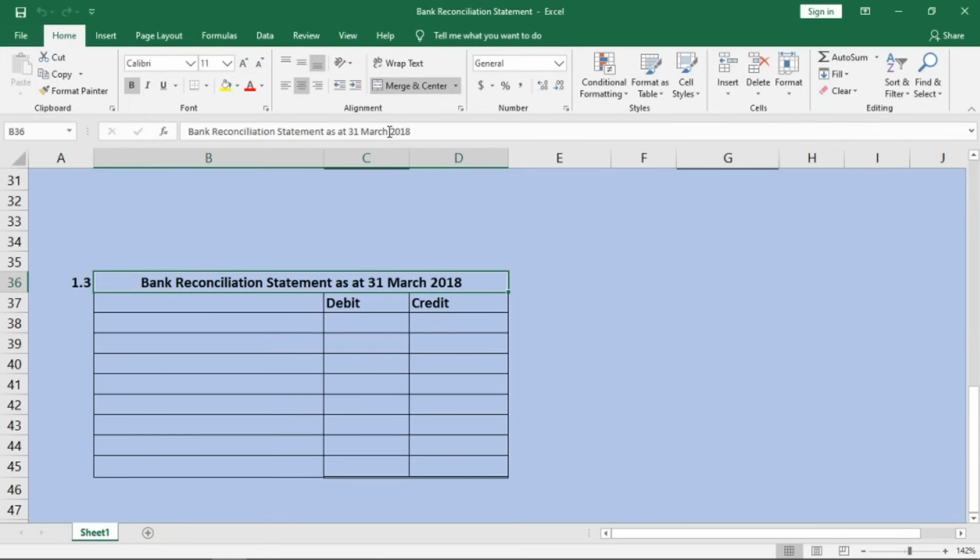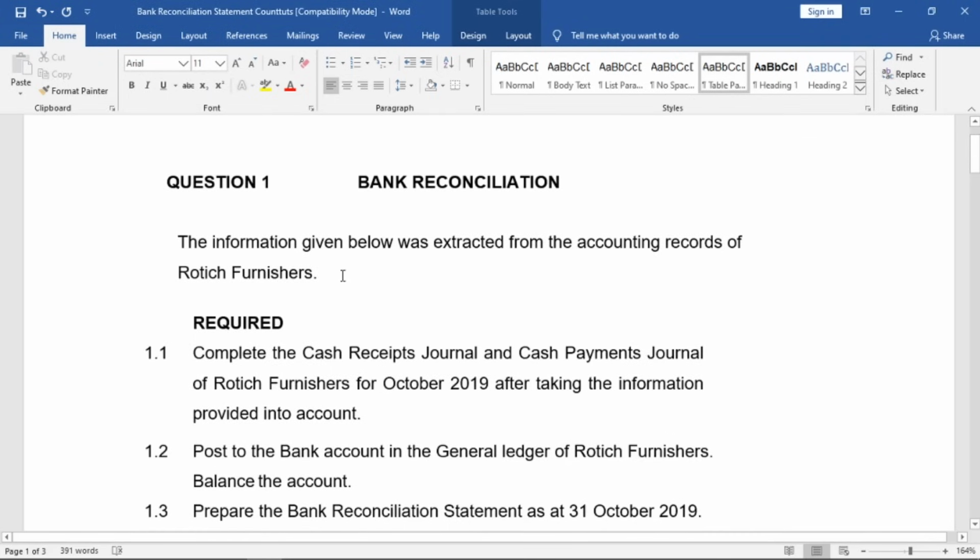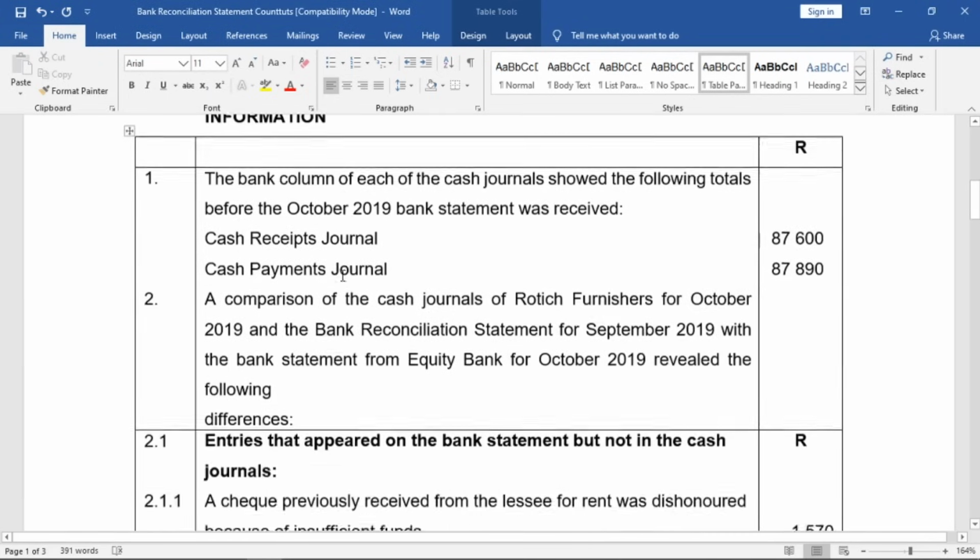So that date is supposed to be 31st of October 2019, because that's the date at which we asked to do the bank reconciliation statement. Now let's begin with the bank reconciliation statement. Let's go through the information.